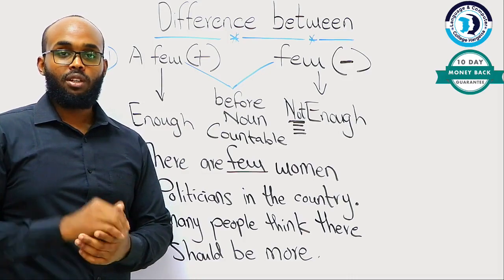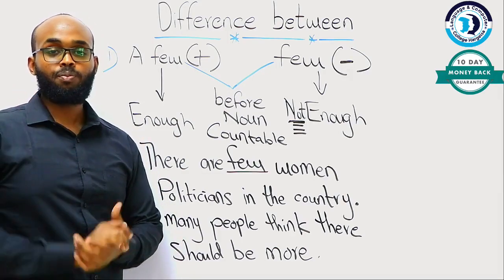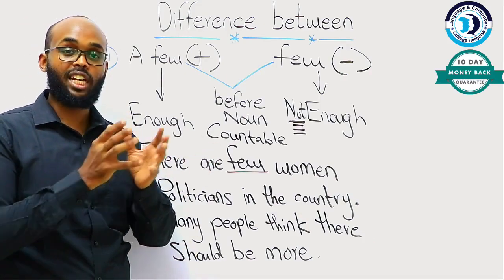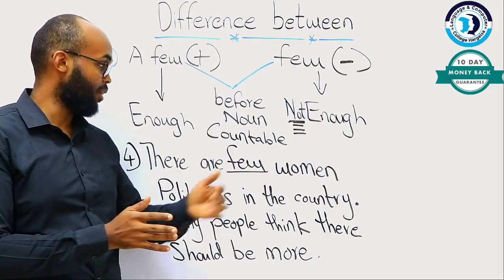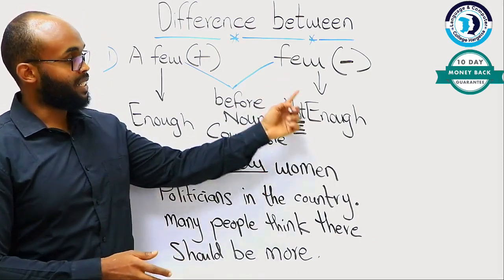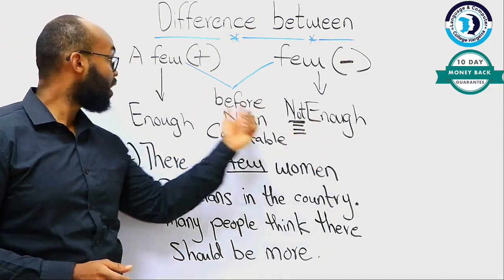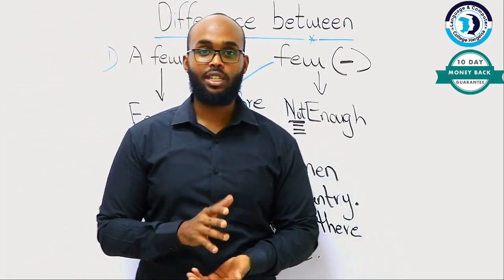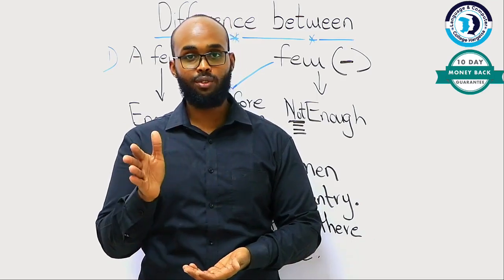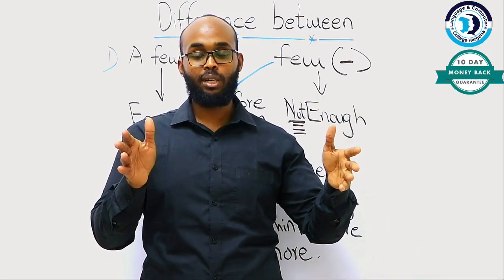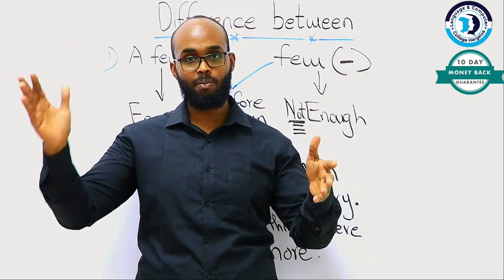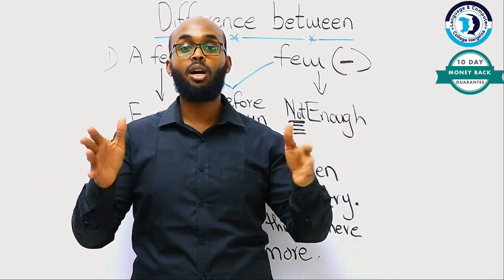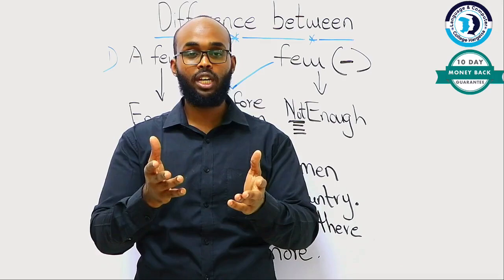Try to understand this. There's two things you need to understand. One, few and a few are two things that come before a countable noun. Few is negative, which means not enough. A few is positive, that means it is enough. So that is the only difference you need to understand. A few is positive, few is negative. When something is enough, a few. When something is not enough, then you should use few. They both come before a noun. What kind of noun? Countable noun.